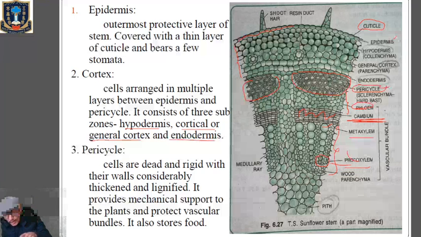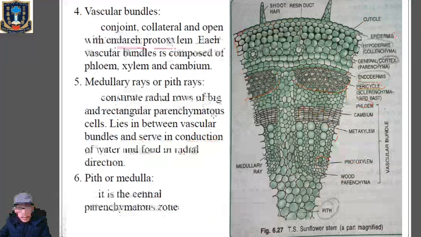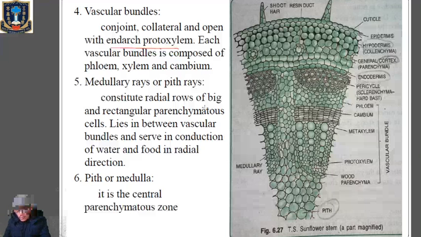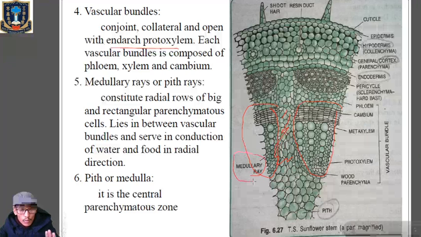Now next one is medullary ray. So we're going to talk about the medullary ray or the pith ray, which constitutes the radial row of big rectangular parenchymal cells, and it is present in between the vascular bundles. Suppose this is the first vascular bundle, and suppose this is the next vascular bundle. So in between the two vascular bundles, we will see the presence of medullary ray or the pith ray.